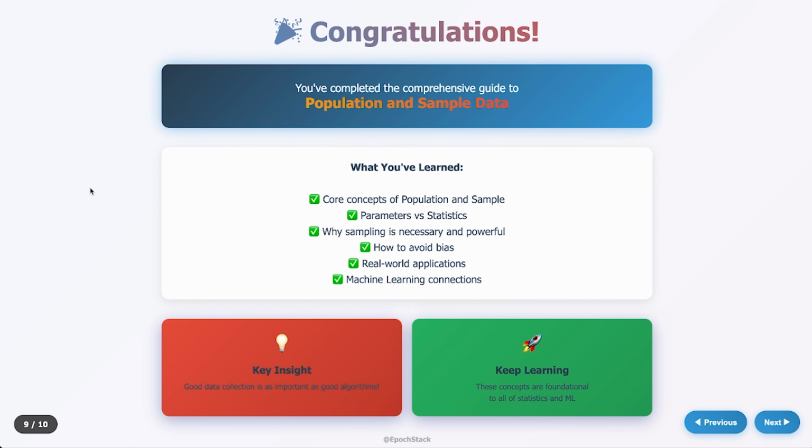And keep learning these foundational concepts. These are the foundational concepts of statistics and ML. And yeah, thank you.